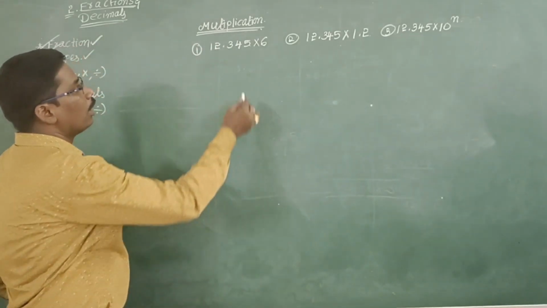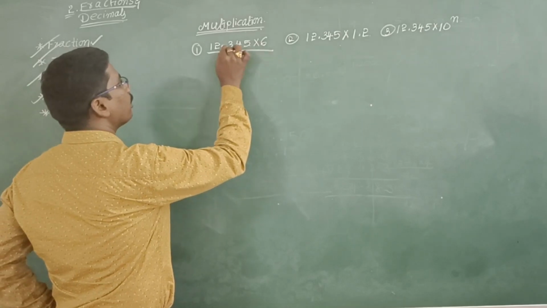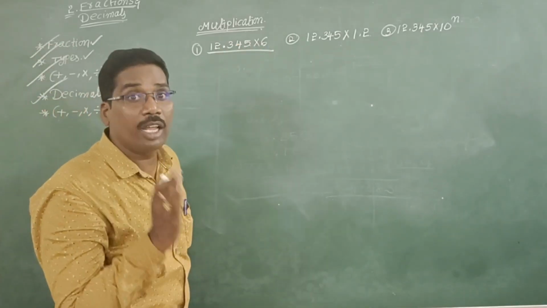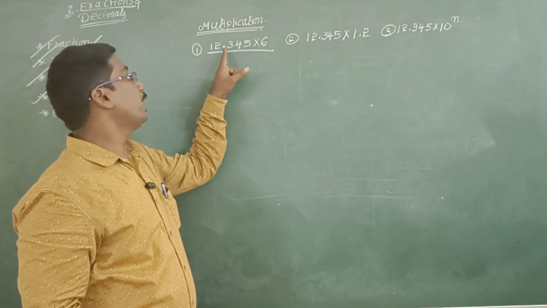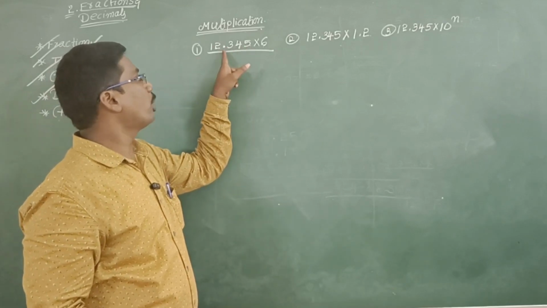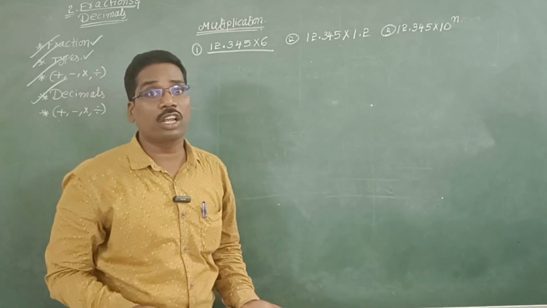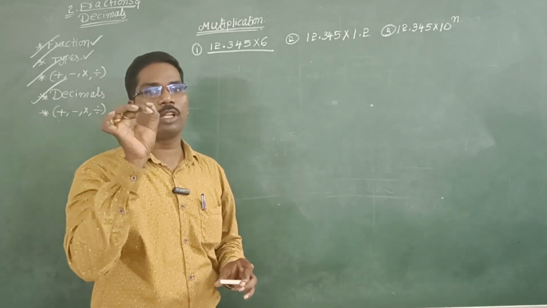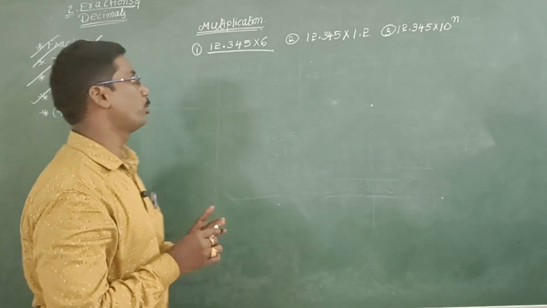Let us see. If you multiply with any number, then the decimal point is after 3 digits only, because in this number there are 3 digits after the point. In the answer also it will be 3 digits only. After 3 digits you have to keep the decimal. That is the most important point.